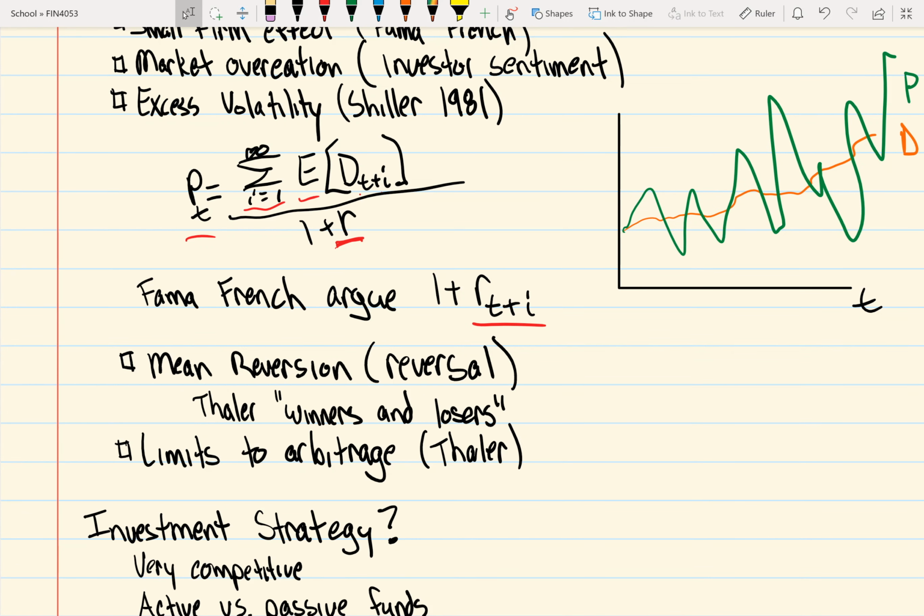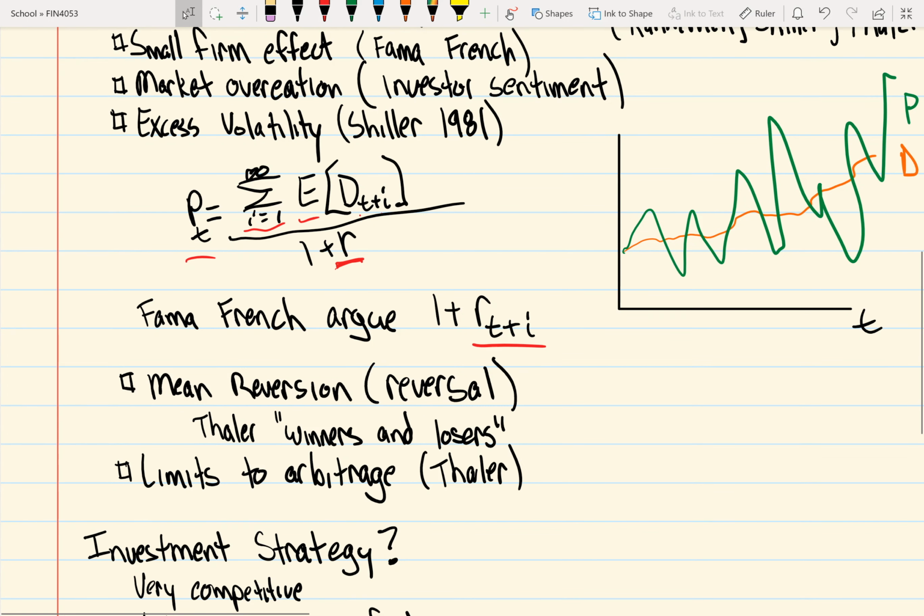Next, they talk about mean reversion. Sometimes this is called reversal. And again, it's just an empirical fact that researchers have noticed over time that stock prices tend to move back to their mean. And Richard Thaler does a lot of work with this, and he talks about winners and losers, where he shows that past winners tend to be future losers and past losers tend to be future winners. So that's the idea of this mean reversion.